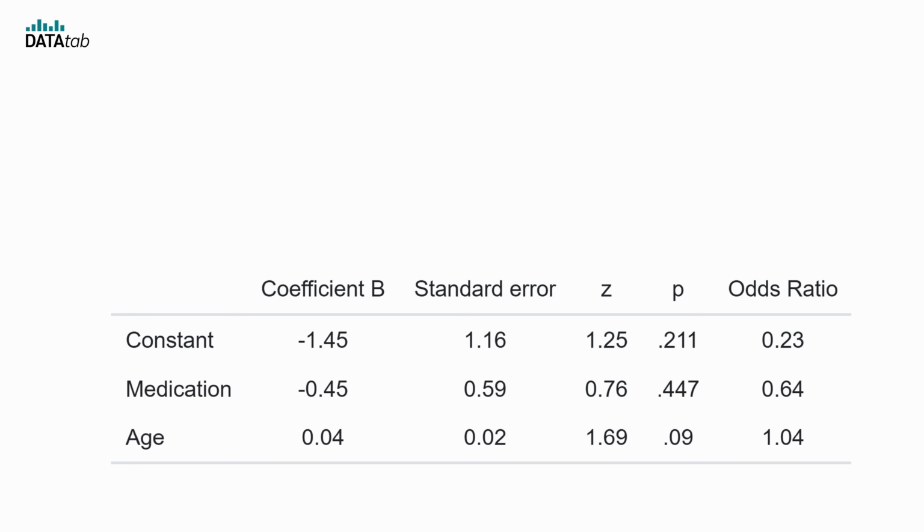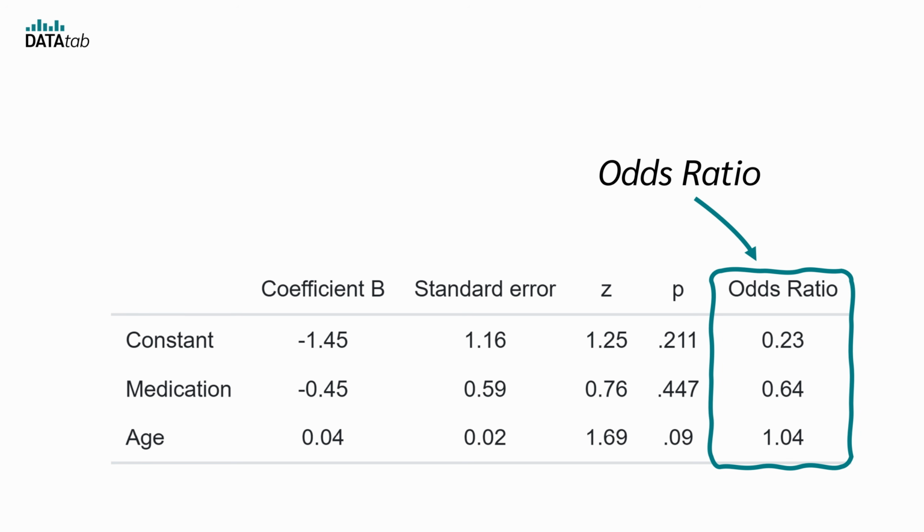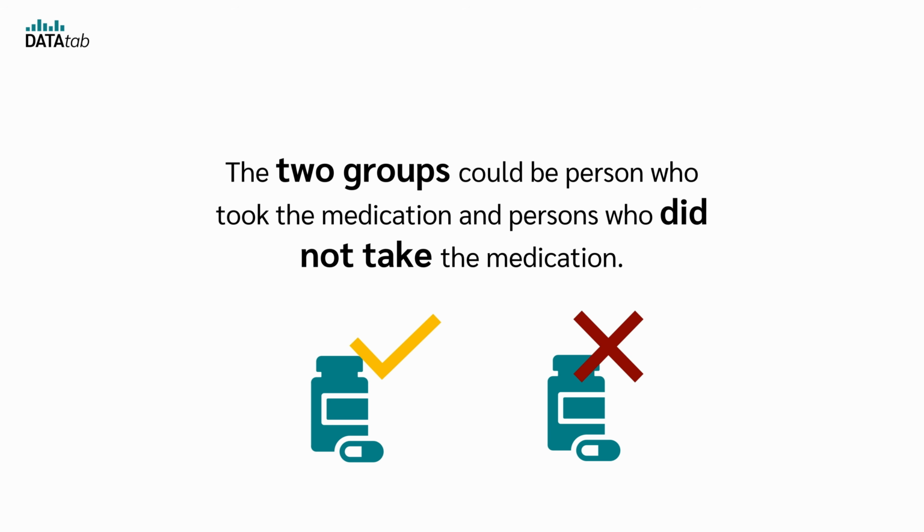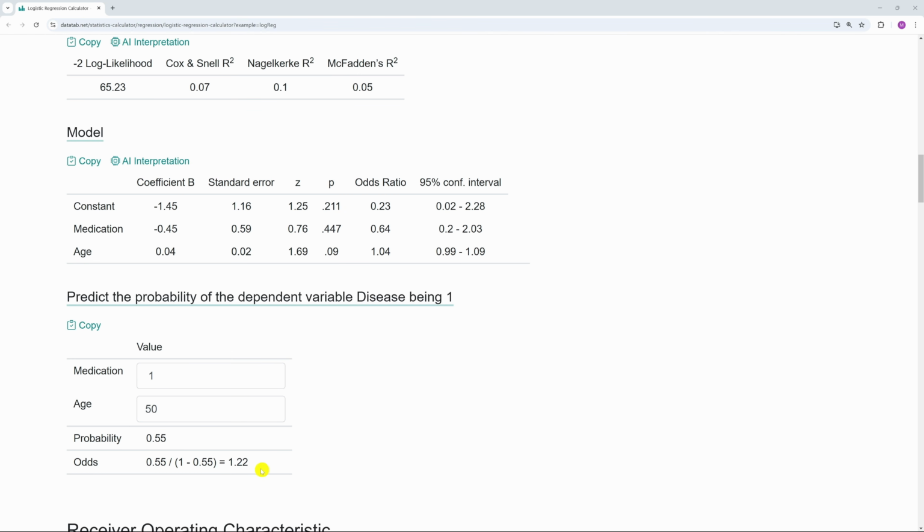Okay, but we are not interested in the odds alone. We are interested in the odds ratio. Again, the odds ratio is simply a comparison of the odds of an event occurring in two different groups. The two groups could be persons who took the medication and persons who did not take the medication. Therefore, if we're going back to DataTab, we just need to compare the odds of a person who took the medication with the odds of a person who did not take the medication.